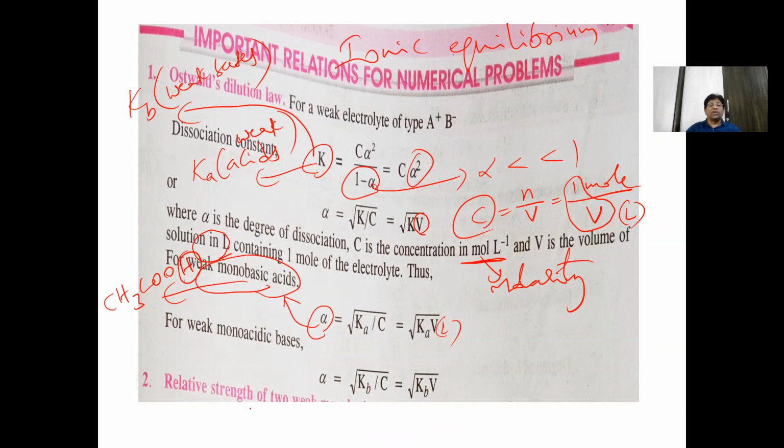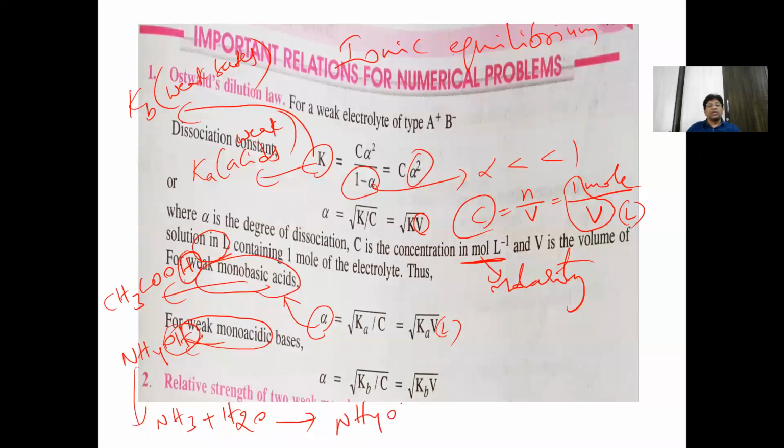Is the concept clear so far? Next, for a monoacidic weak base, for example NH4OH. NH4OH is nothing but the aqueous solution of NH3. NH3 ammonia plus H2O will produce NH4OH, so NH4OH is nothing but ammonia aqueous solution. Is that clear now?